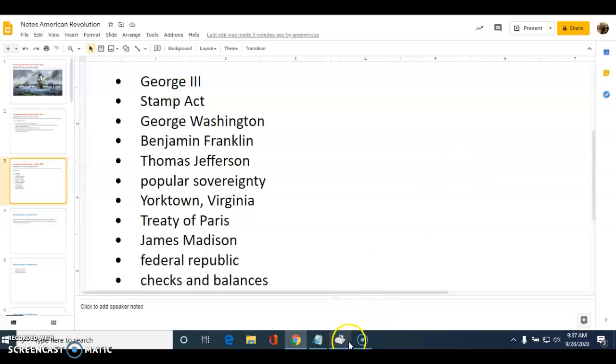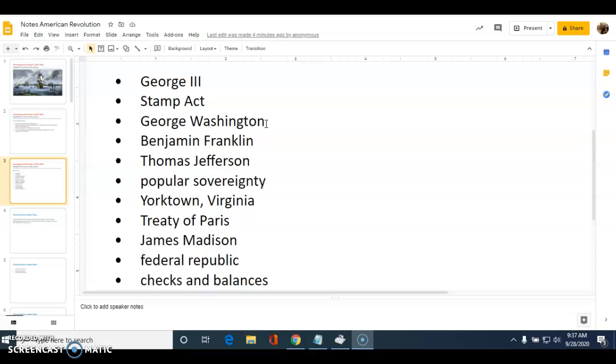So here are some vocabulary terms that we are going to want to make sure you can go over. It's George III, who was the King of England at the time of the American Revolution, the Stamp Act, George Washington, who is, of course, the Commander-in-Chief of the American forces in the American Revolution and later becomes the first president. And we talked a little bit how he and Cromwell had some similarities, and we'll talk about them later. Benjamin Franklin, who was a large leader, almost a uniting figure throughout the colonies and an international figure for America. Thomas Jefferson, who wrote the Declaration of Independence and became a president.